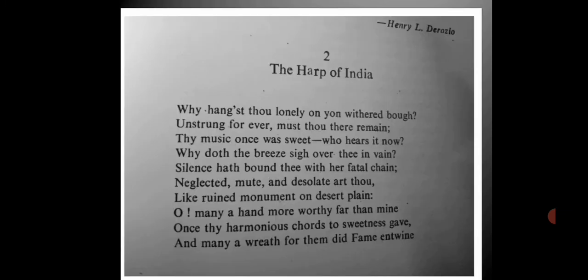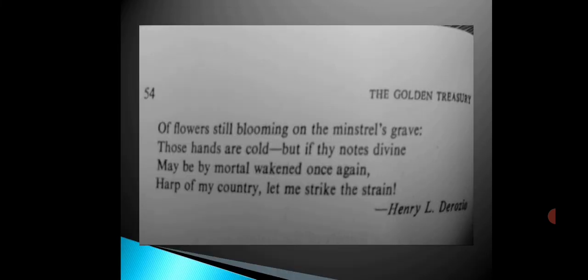Thus, what we find in this poem is that the octave, starting from "Why hang'st thou lonely on yon withered bough" to "the desert plain," that means like a ruined monument on a desert plain, gives a kind of decaying picture of Indian English poetry at the present time. But the mood of the poet takes a turn from the sestet, when he presents the ancient times when Indian English poetry had a glorious past, and that mood is given another hopeful twist in the last 2.5 lines.